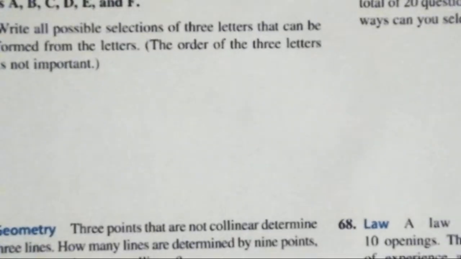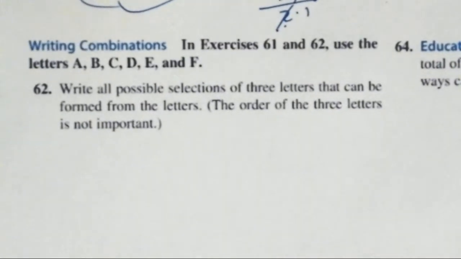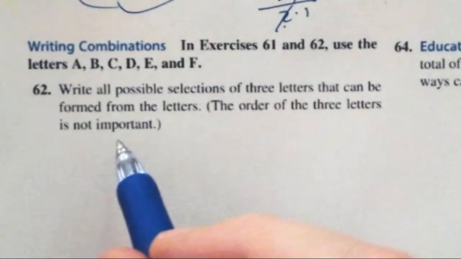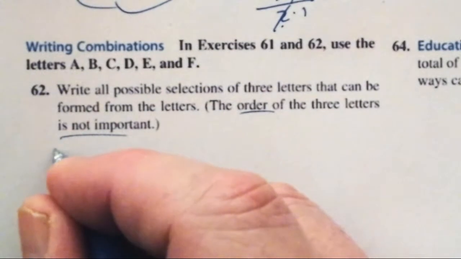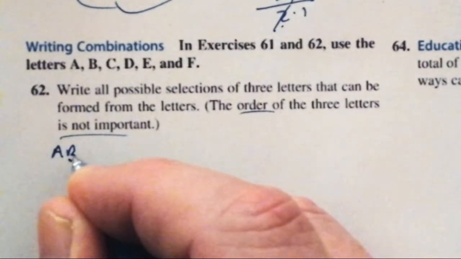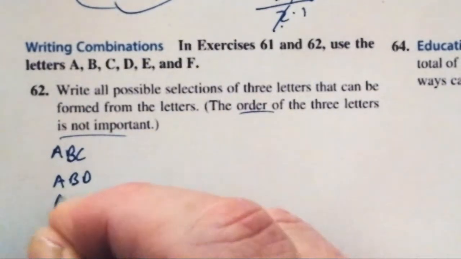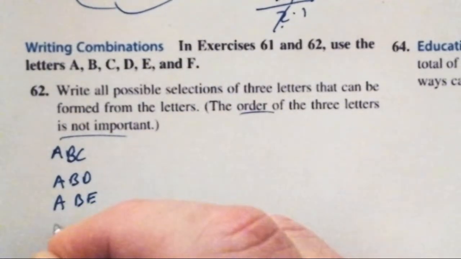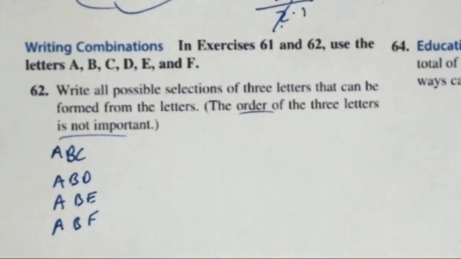Right, all the possible selections of 3 letters. And then so I'm choosing 3 letters, but then it says, hey, the order doesn't matter. I'm choosing a subset from a big set, combination or permutation. This is combination because the order does not matter. So I'm going to stay alphabetical. ABC, ABD, ABE, ABF. I'm done with the ABs.